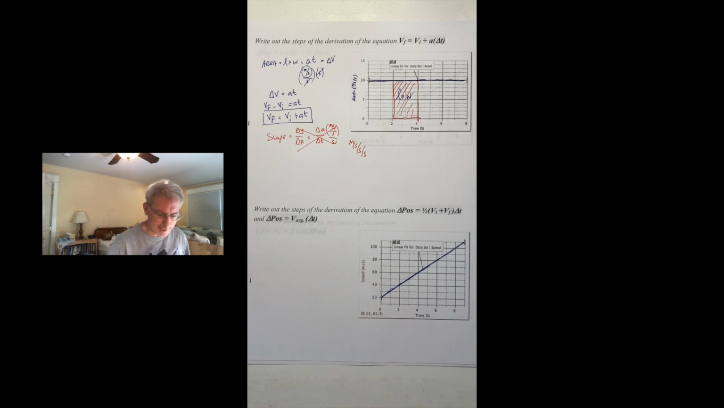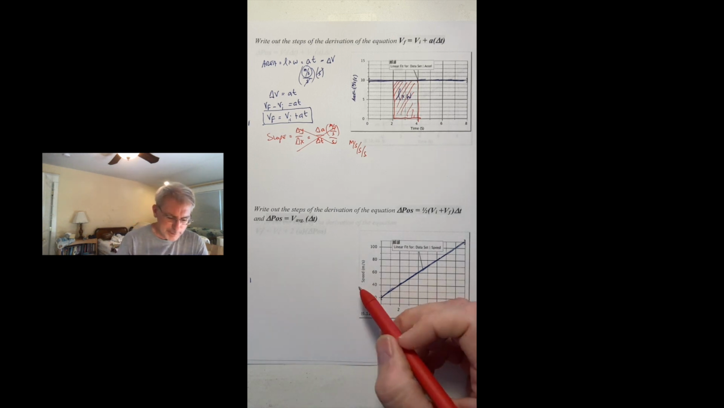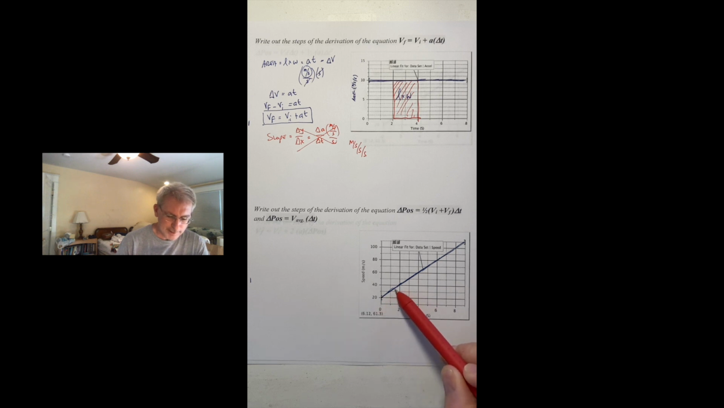Okay, let's take a look at this next graph. So I've got a speed graph, and it's clear that my speed is increasing. It's going from 20 to 100 meters per second over a period of 8 seconds. Oh, actually, yeah, I said that right. So let's start out with the area underneath this curve again.